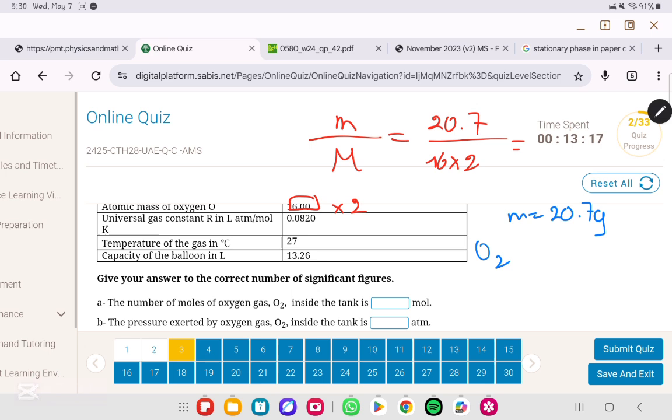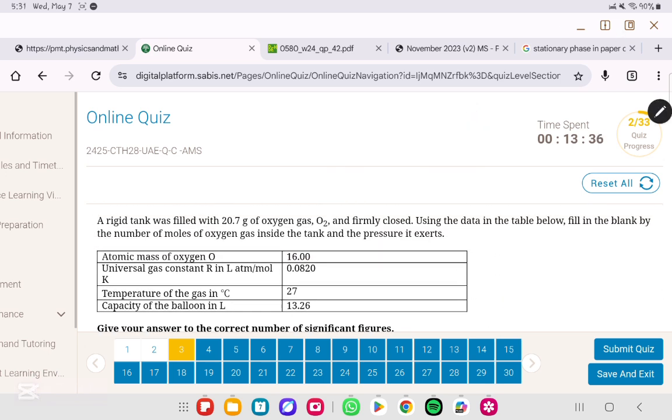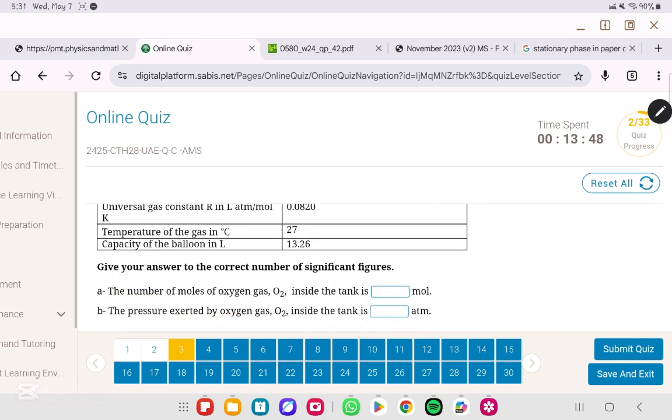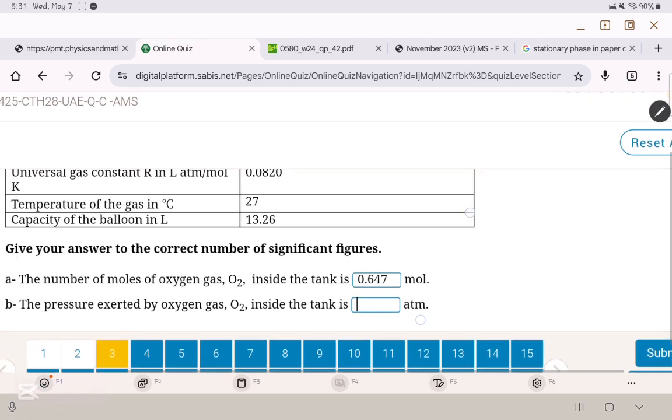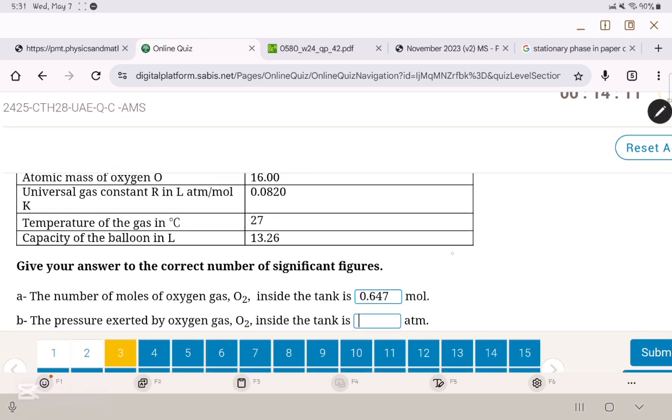So 20.7 over 16 times 2, you will get an answer, which, if you want to round it to the correct number of significant figures, by the way, you have to select the least common ones. In this case, how many significant figures do we have? This is 4, 3, 2, 4, and 3. So most likely it is better that you take 3 significant figures. If that's the case, we get that 20.7 over 16 times 2 is equal to 0.647. So our answer is 0.647 moles.